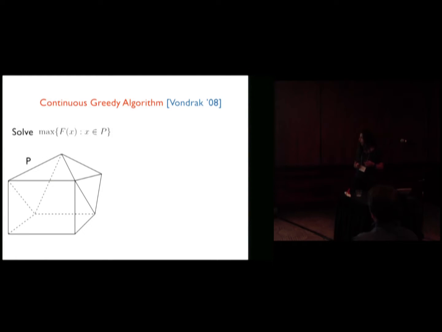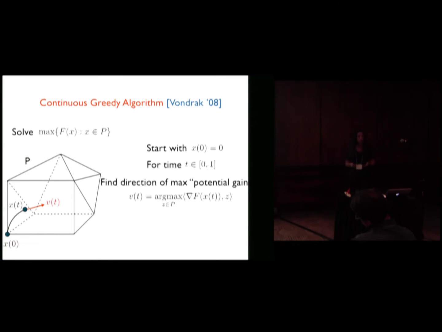At time 0, we start at the origin, and we grow our fractional solution over time. The clock will run from time 0 to 1 continuously. At every time step, we update our solution, and the way we do that is by computing the gradient at the current point.